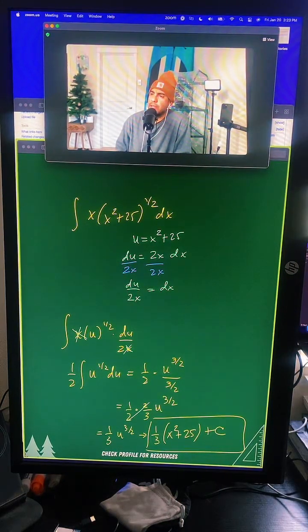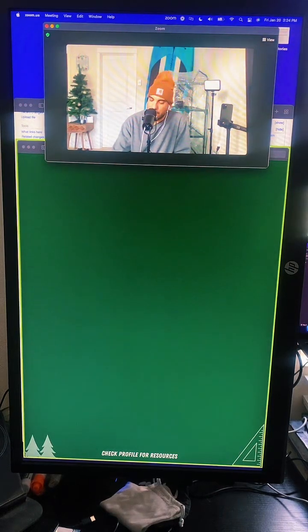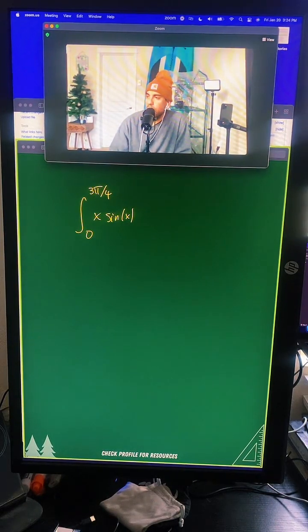Okay, Luke, you said by inspection. I'm hoping that's u substitution, right? Okay, so a definite integration by parts problem. I mean, you can do so many definite integration by parts problems. Let's go ahead and do something like x sine of x, from 0 to 3 pi over 4.